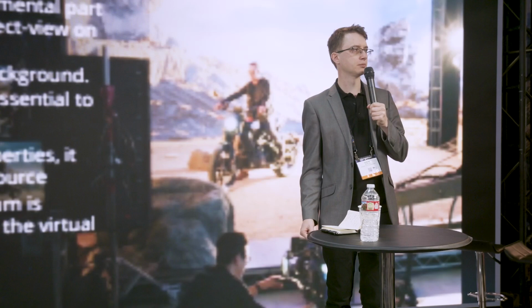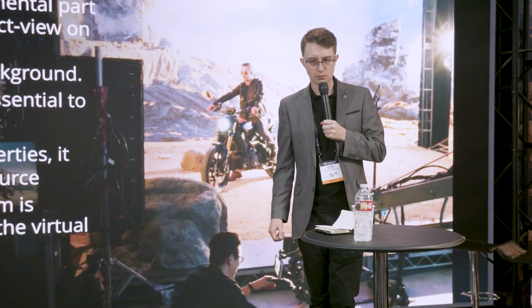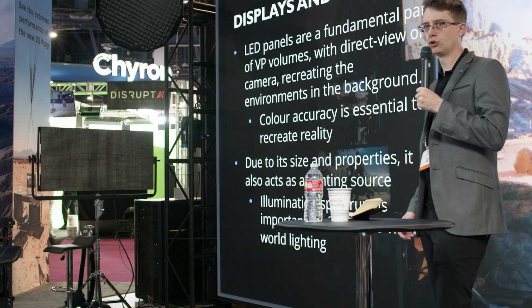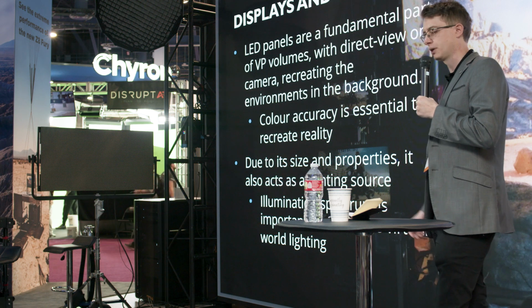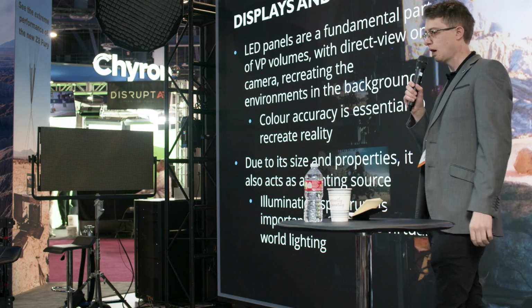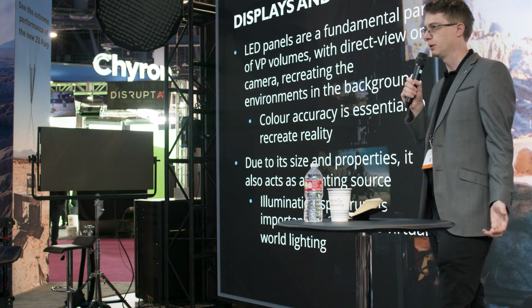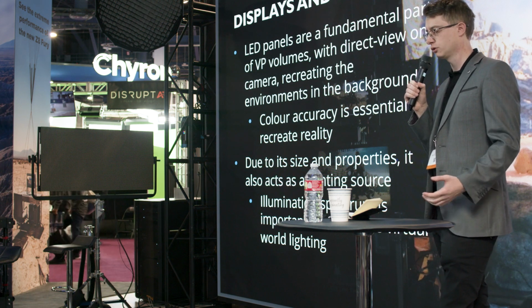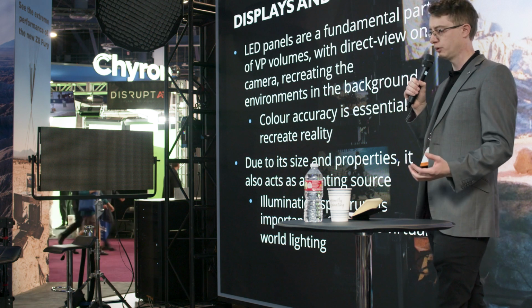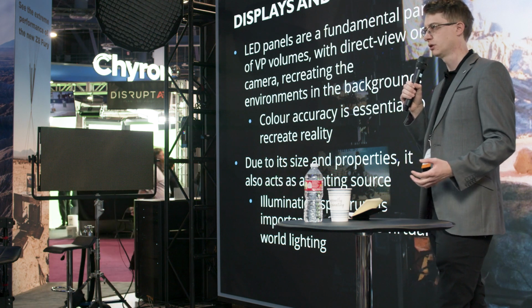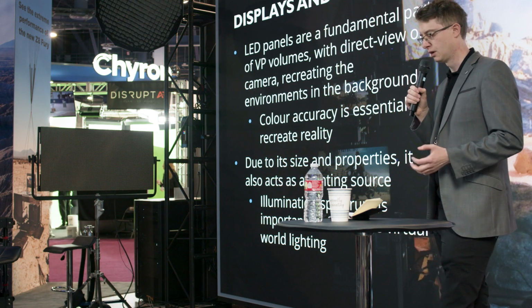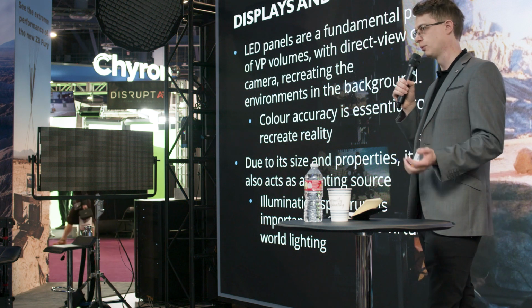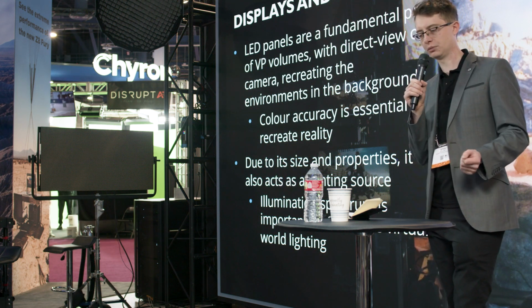Displays like this have been around for a long time, but recently they found a new application in virtual production. In virtual production, the display has two purposes. It's both the background that we see the actors and the objects on, but it's also a light source. It illuminates those objects and those actors. And that's where we run into one of the problems with RGB.